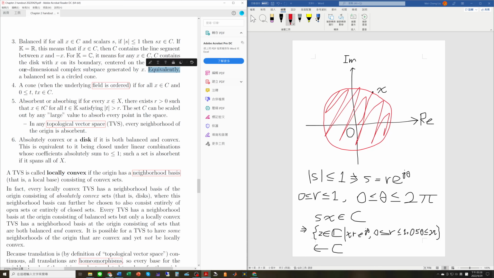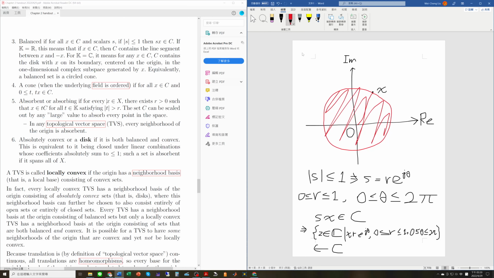Equivalently, a balanced set is a circled cone. What is a circled cone? Let us see the point 4. A cone, when the underlying field is ordered. What does this mean? We will see the meaning of an ordered field later. If for all x in C and 0 is smaller than or equal to t, t times x is in C, what does this mean?